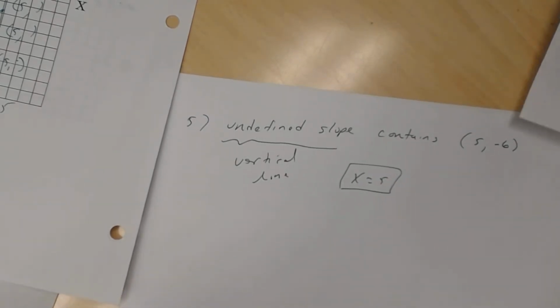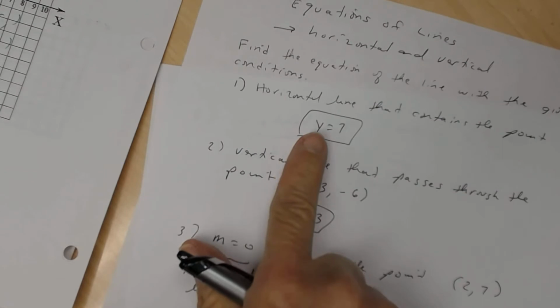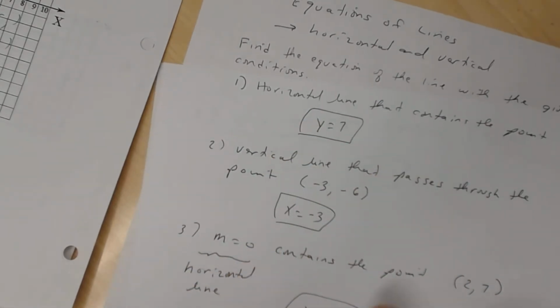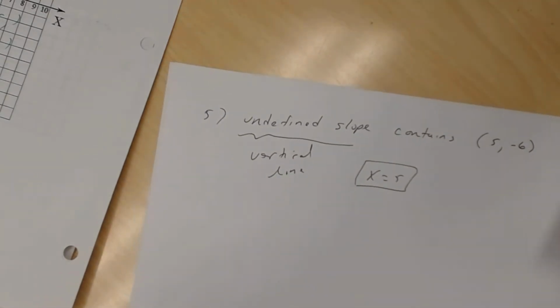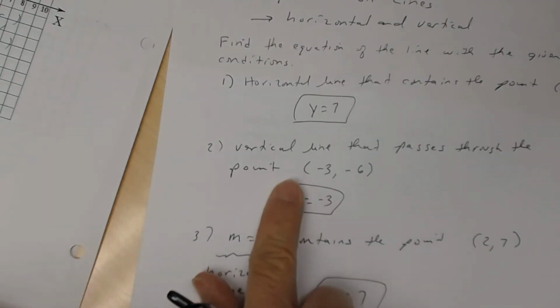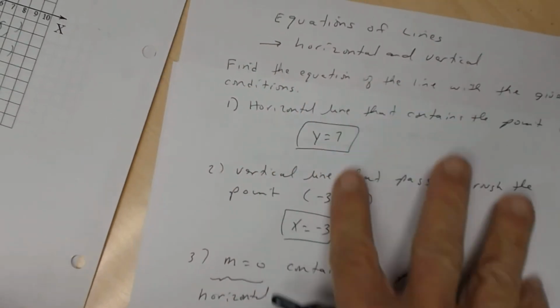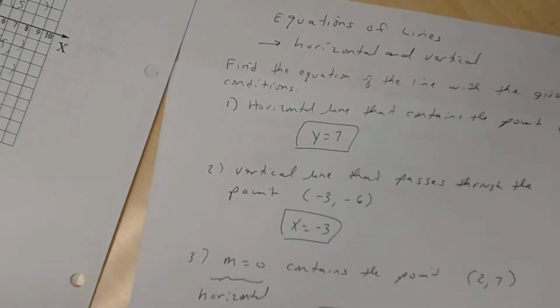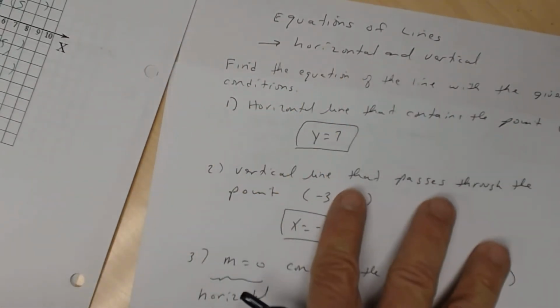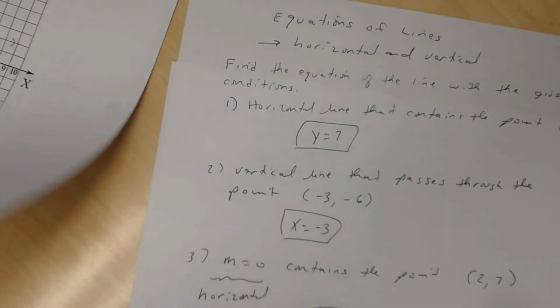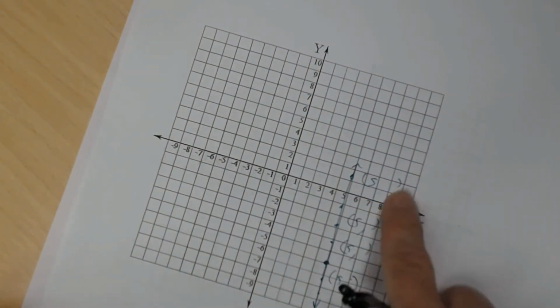So whenever you're dealing with a horizontal line, you're going to look at your y-coordinate. Whenever you're dealing with a vertical line, like here, you're going to look at your x-coordinate. But when involving this kind of situation where you're talking about horizontal and vertical, it helps to have a graph drawn in your mind.